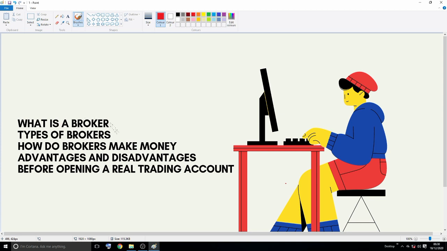So yesterday we covered topics. We were talking about brokers. We talked about what a broker is, we mentioned types of brokers, and we also explained how brokers make money. Then we talked about the advantages and disadvantages of using these types of brokers, and we further explained the things that you need before you open a real trading account.